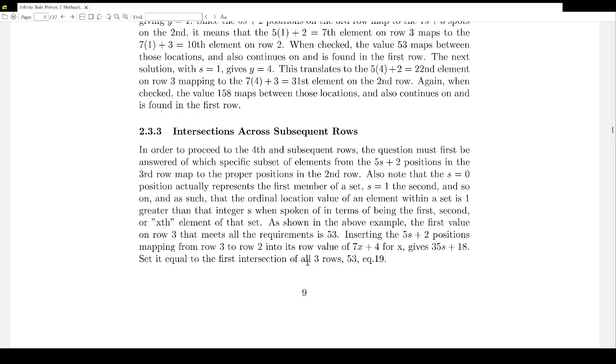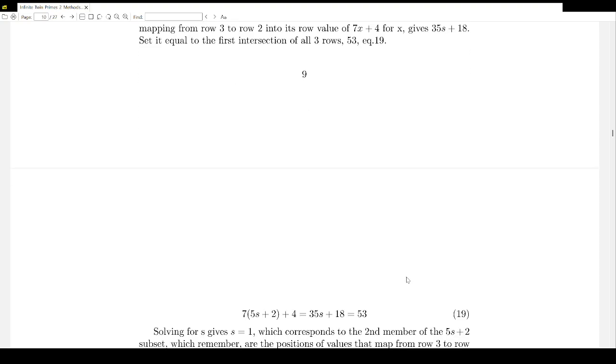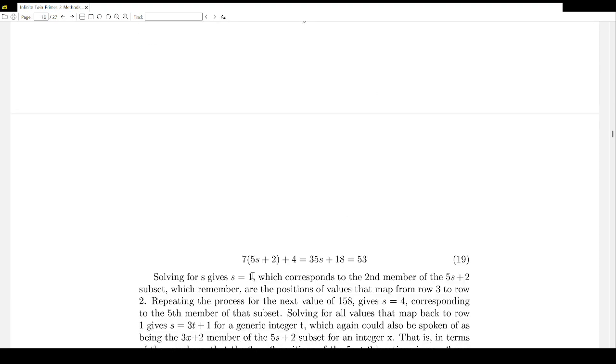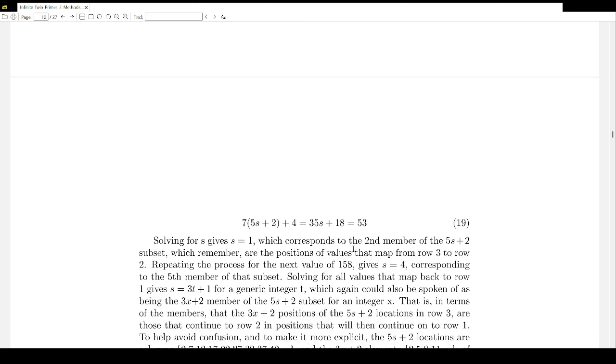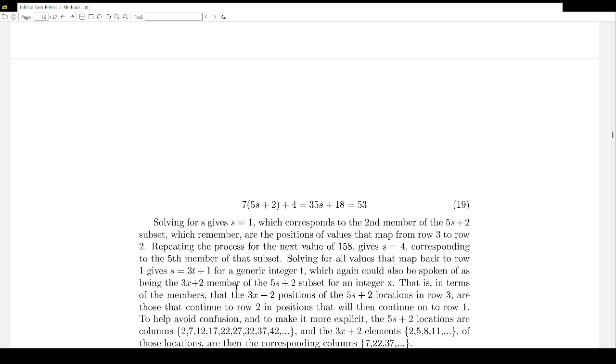Set that equal to the first intersection of all 3 rows, 53, because that was the actual value, which is equation 19. So now I'm starting to show you how to go back and actually calculate these values from this ping pong process of generating the next row, but then making sure it's the specific values. When you set it equal to one of those values, solving this gives s equals 1, which corresponds to the second member of the 5s plus 2 subset, which remember are the positions of values that map from row 3 to row 2. Repeating this process for the next value of 158 gives s equals 4.